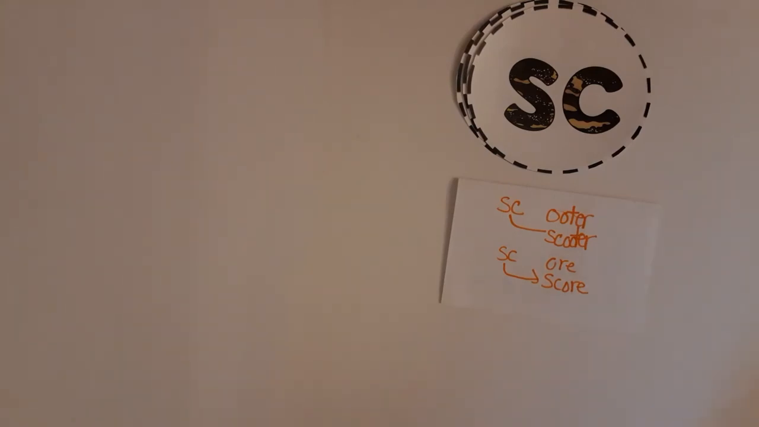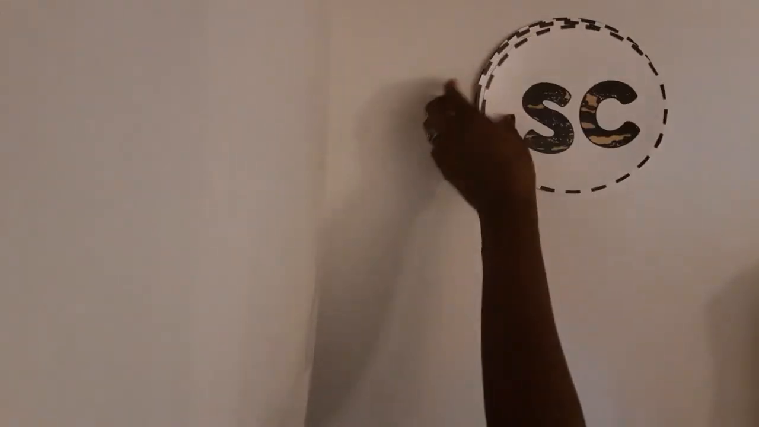So let's review that, and then I'll go over the worksheet for today. So we have SC, SK, SK also says sk, like skate. SC is like scooter. SM is sm, like small or smell. And SN is sn, like snake.